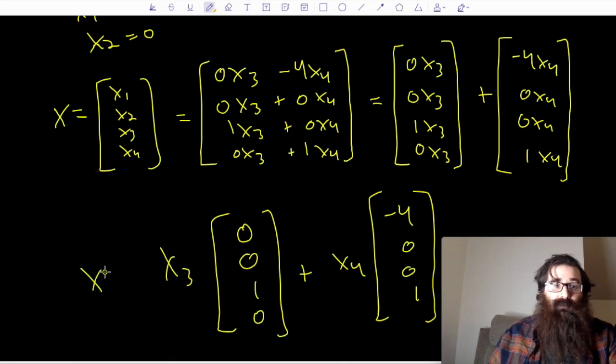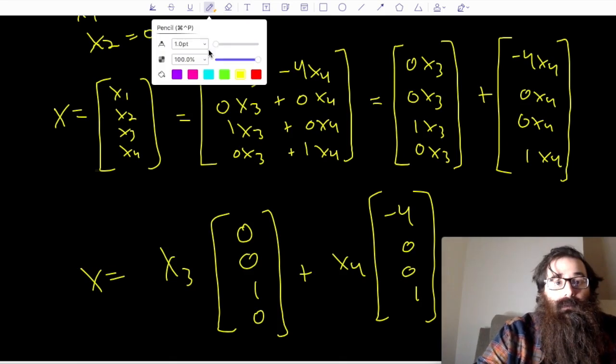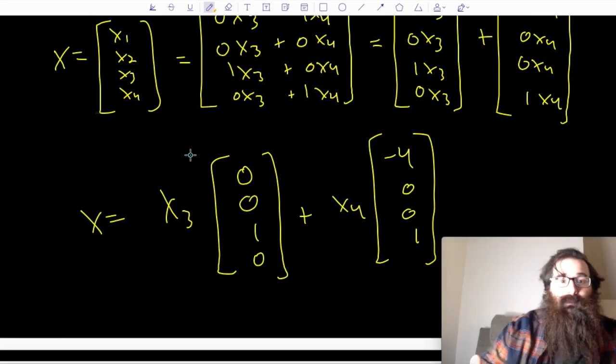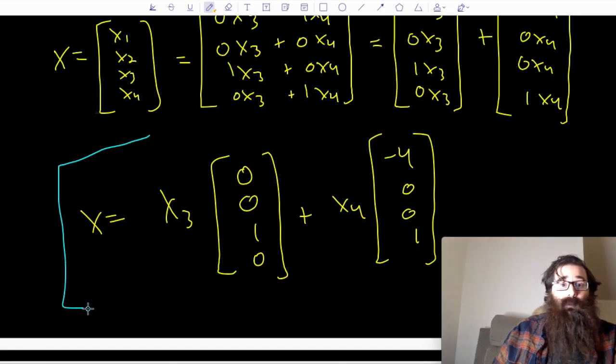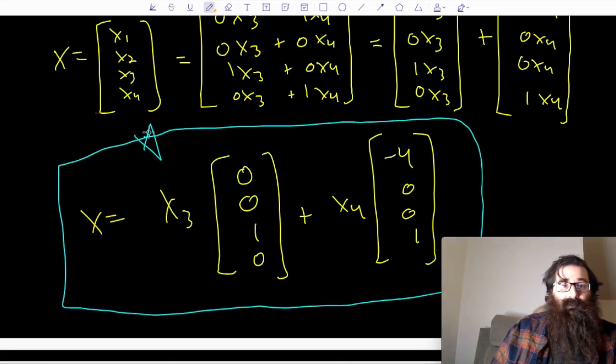And this is my solution for x. I have my parametric vector form, giving me my description for my solution. And it looks great. We love this. There it is.